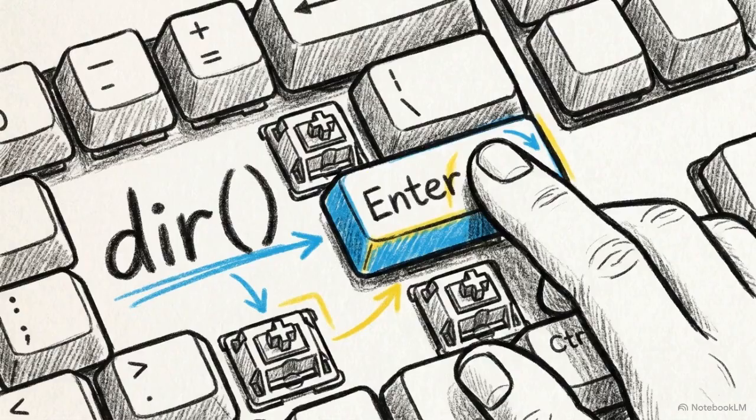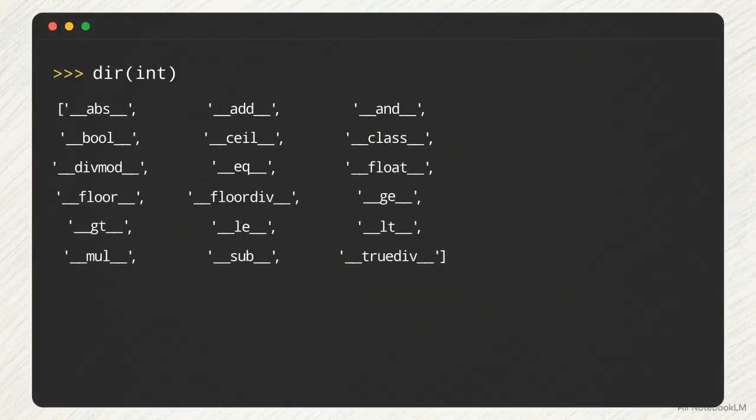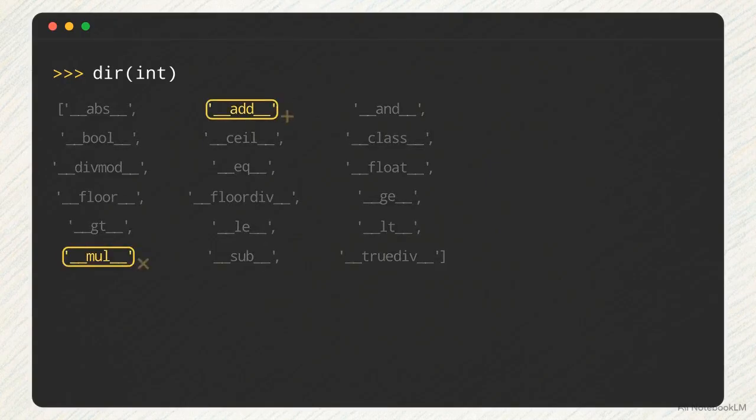Even normal, everyday numbers in Python use these same pre-written instructions behind the scenes to do math. You can prove this using the dir command. Think of dir as a flashlight that lets programmers peek at the hidden dunder methods inside any object. This terminal output shows what happens when we shine that flashlight on a standard number. It reveals a long list of dunder methods tucked away inside, including familiar ones for adding and multiplying.